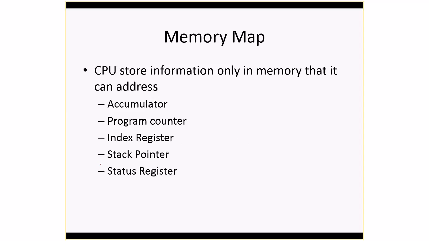So we're going to talk about memory today. And before a CPU can actually run or process any information, it can only get to that information if it has an address. And usually those things are the accumulator, the program counter, index register, stack pointers, and the status register. And we're going to talk about some of those things.